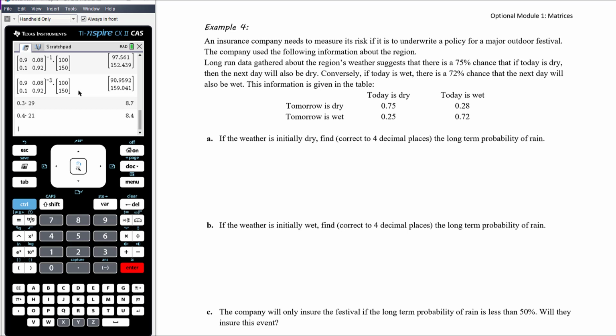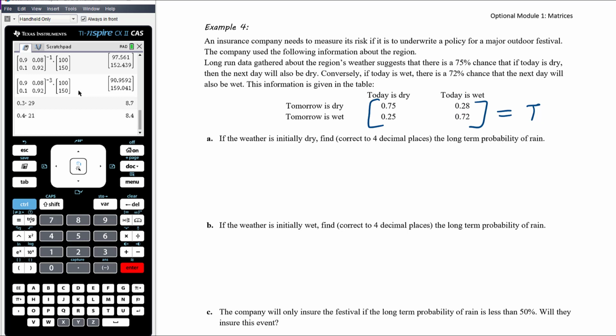Okay, so today to tomorrow, so it's set up in the right way for the transition matrix. So this is essentially our transition matrix. Okay, columns add to 1. The probability that if today is wet, tomorrow is wet is 0.72, etc. So there's our transition matrix.